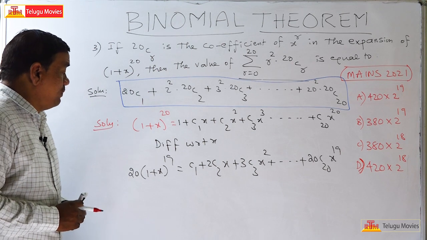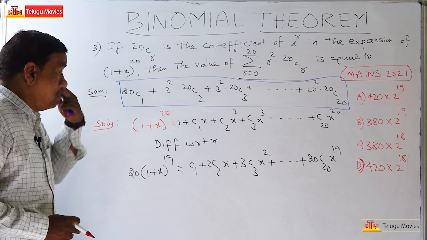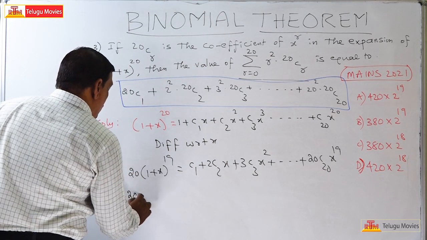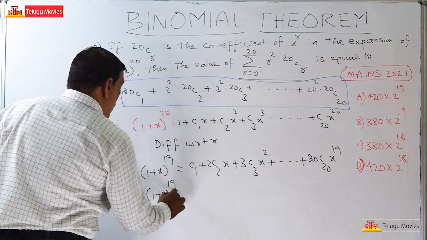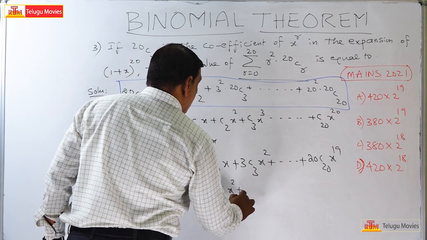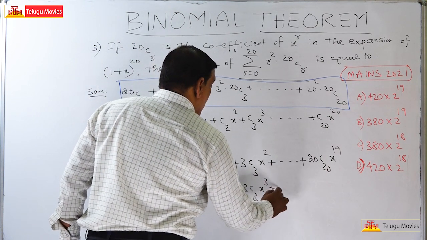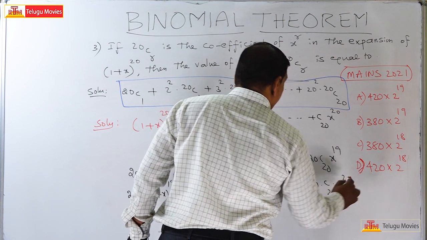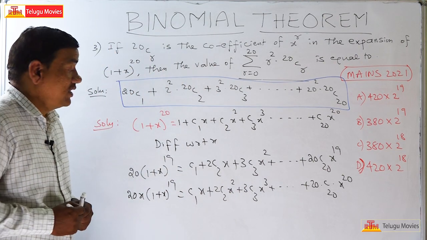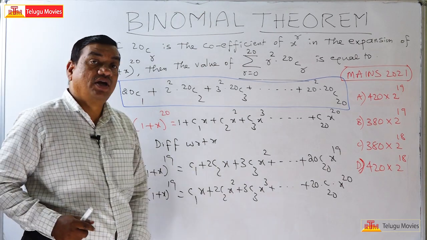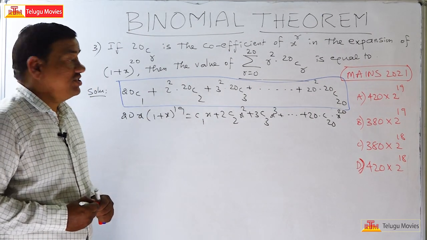Now, in this expansion, multiply with x. Let us see what happens. So, this is equal to 20x into (1 plus x) whole to the power of 19, equal to C1x plus 2C2x square plus 3C3x cube plus so on, 20 into C20 x to the power of 20. Understand? Let us differentiate this expression once again, then we will get the remaining solution.